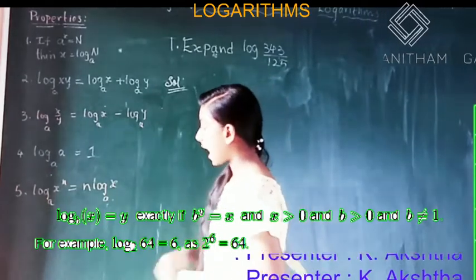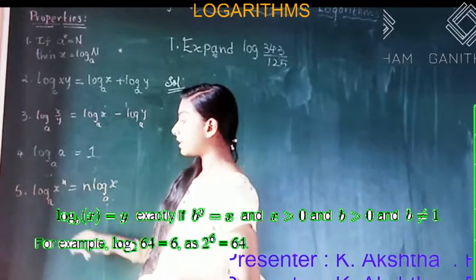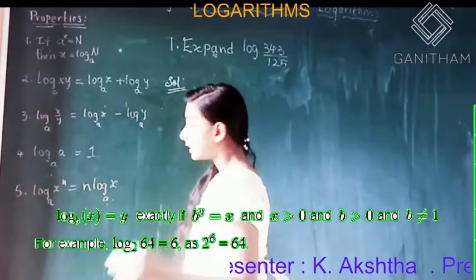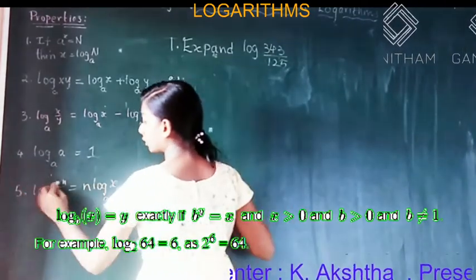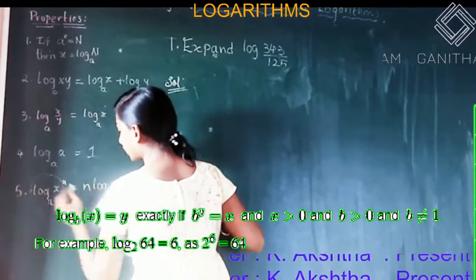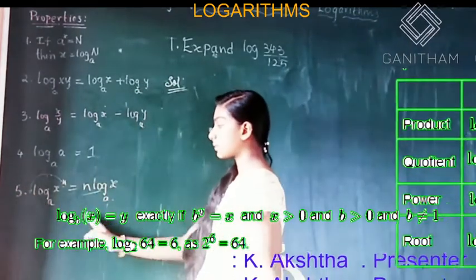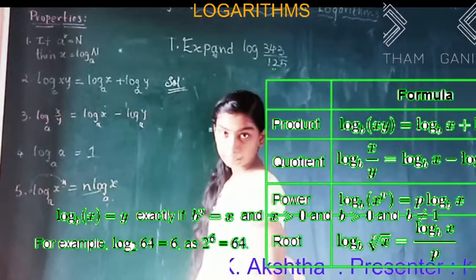And at last we have log x power n to the base a, then this n will go forward like this. So the answer will become n log x to the base a.